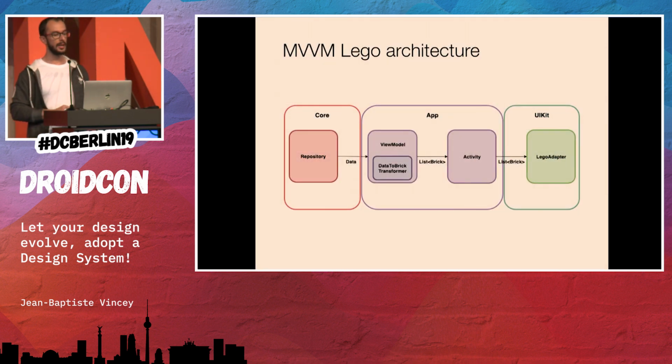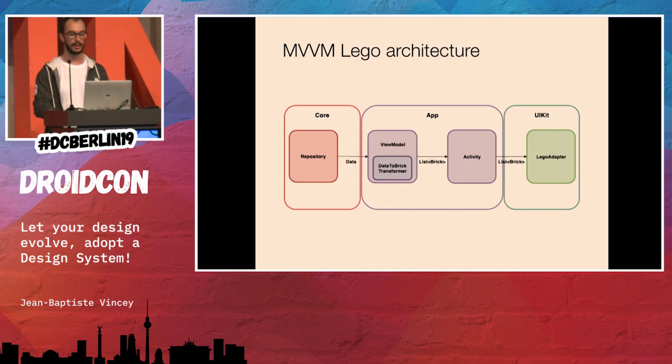And so in the end, we will have an architecture that looks like this. So this is based on MVVM architecture. We will fetch the data from a repository. So we have our raw data, for example, an artist, whatever. We have it in our view model, and the view model will have a transformer that transforms our raw data into a list of bricks. And this list of bricks is passed through the activity into the Lego adapter that will handle the display.